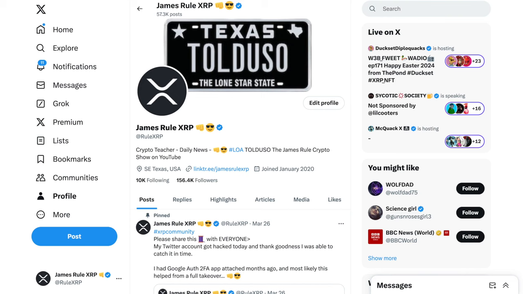We're going to look at some things today. We're going to look at FLR. We're going to look at the time series oracles. We're going to look at a couple of articles. We're going to look at a new token that has been introduced on top of the XRP ledger.